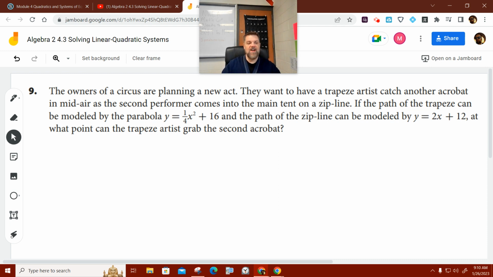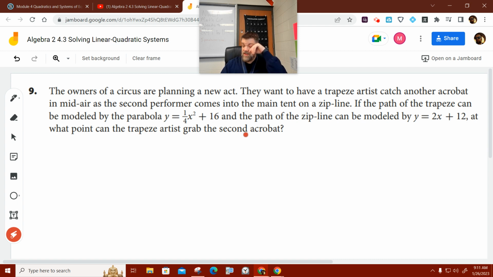Anyways, the owners of a circus are planning a new act. They want to have a trapeze artist catch another acrobat in midair as a second performer comes into the main tent on a zip line. If the path of the trapeze can be modeled by the parabola y equals 1/4 x squared plus 16, and the path of the zip line can be modeled by y equals 2x plus 12, at what point can the trapeze artist grab the second acrobat?